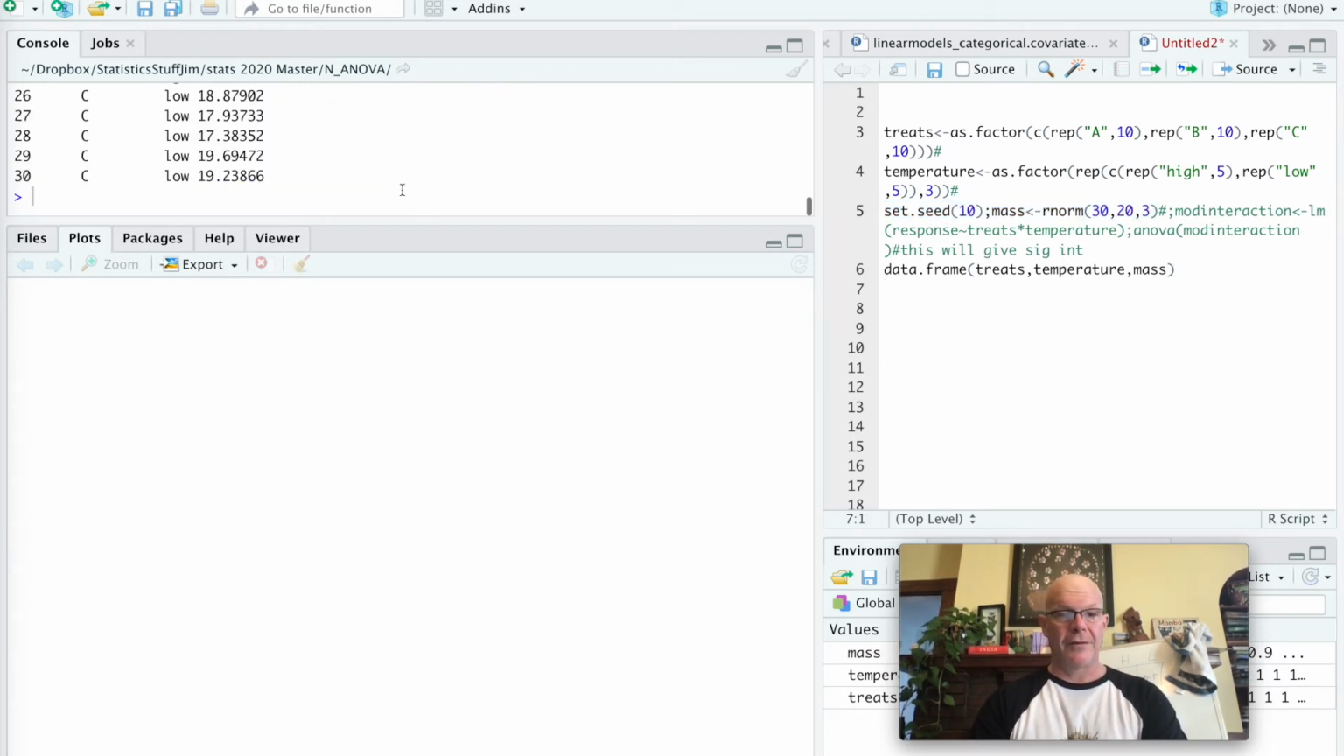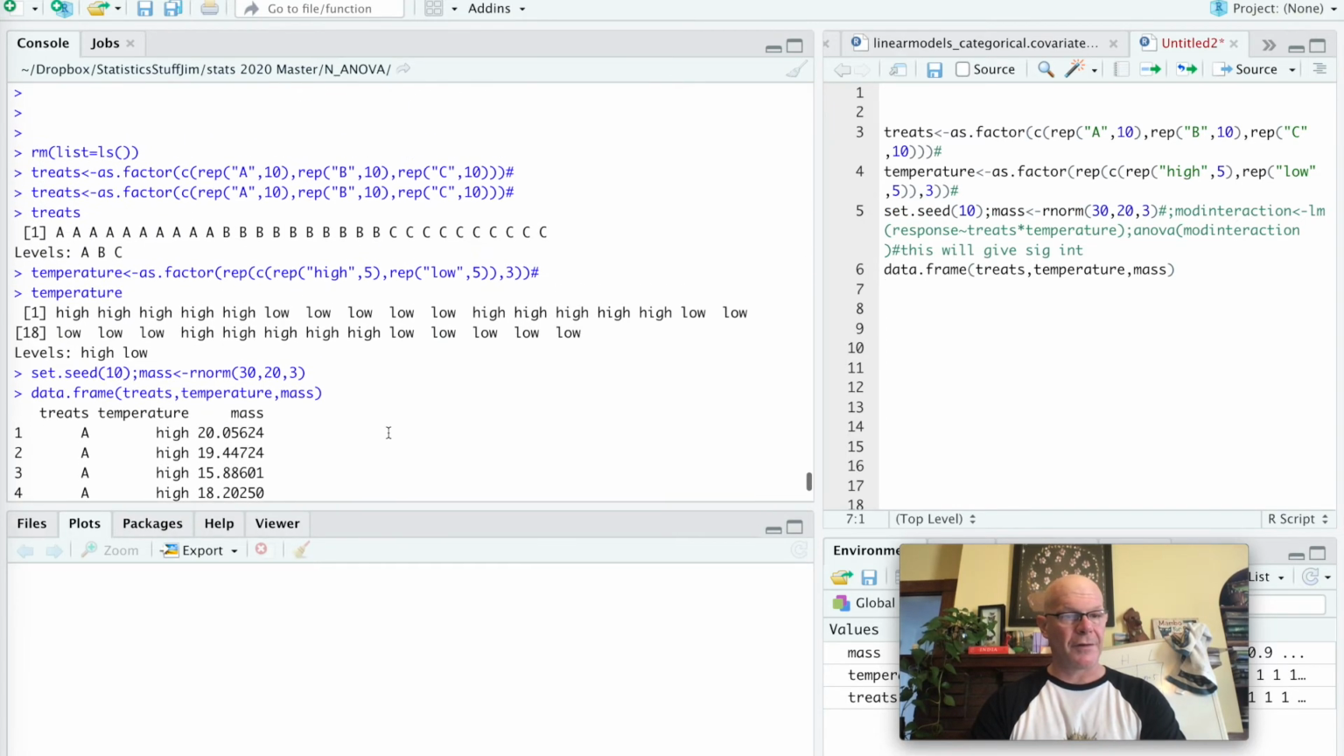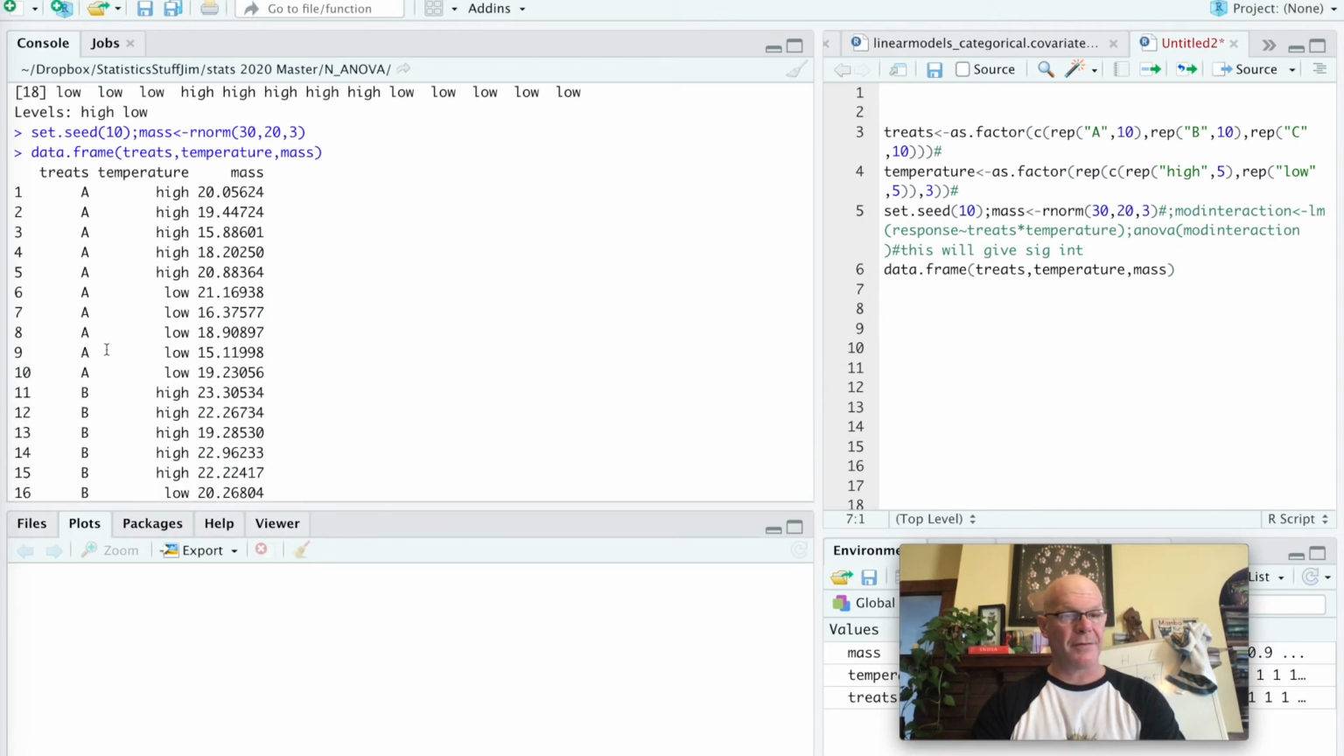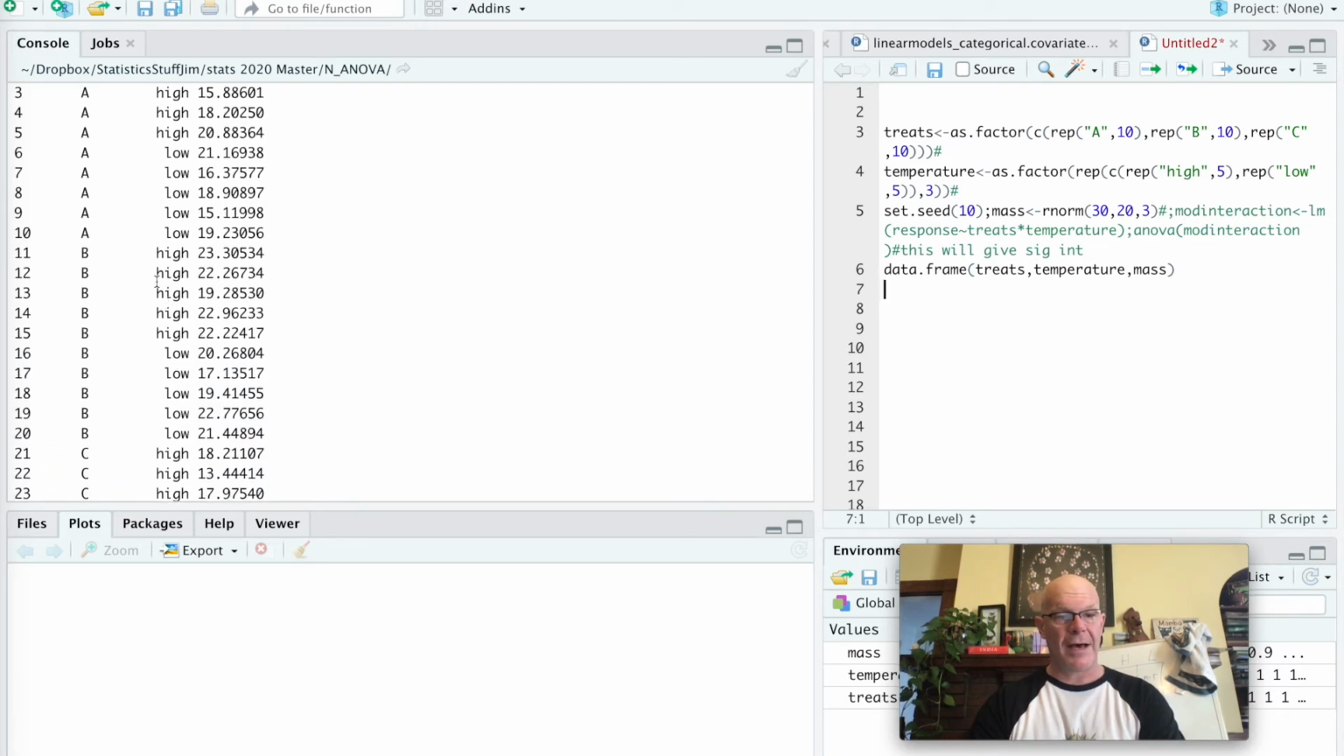And then let's just take a look at the data. This is what it would look like if you put it into an Excel spreadsheet where you have your different treatments. Treatment A has both a high and a low treatment. Treatment B has both a high and a low.